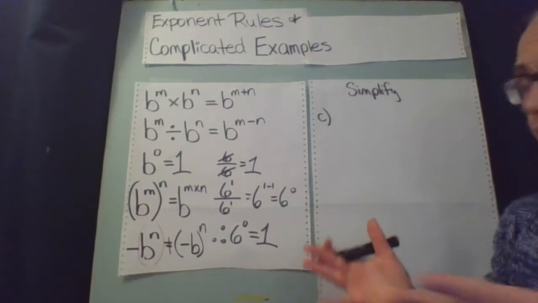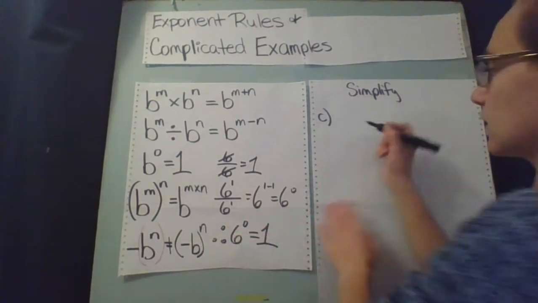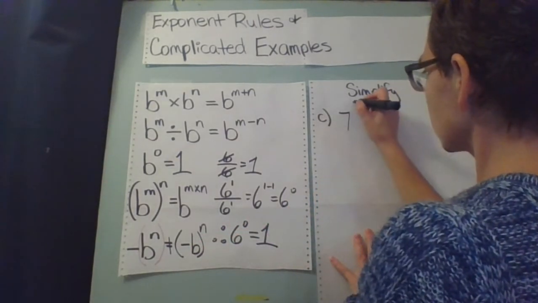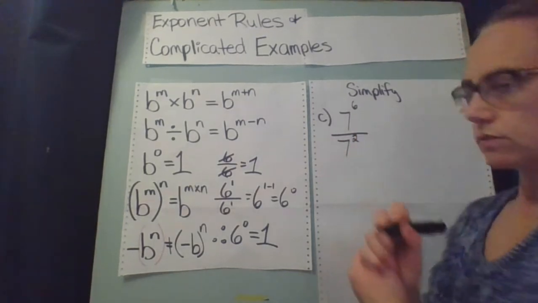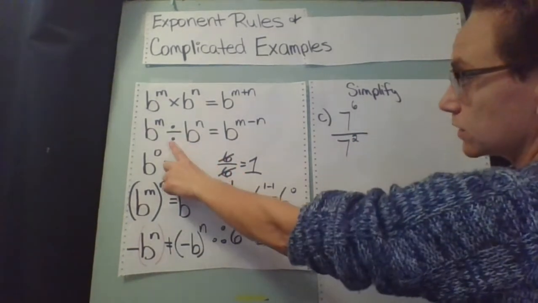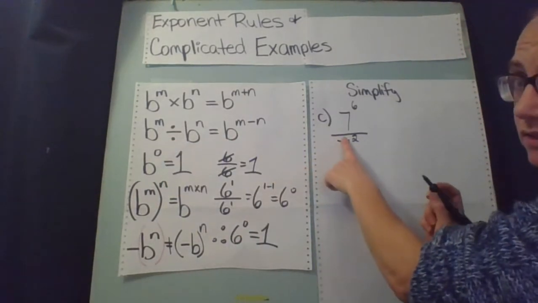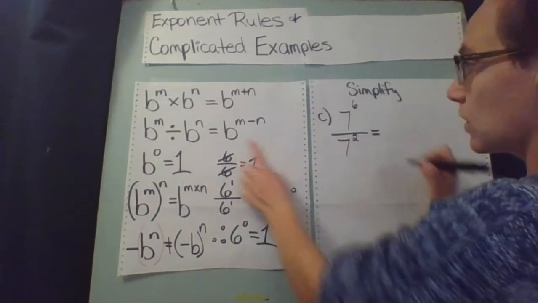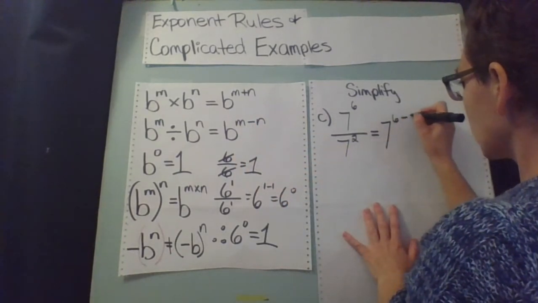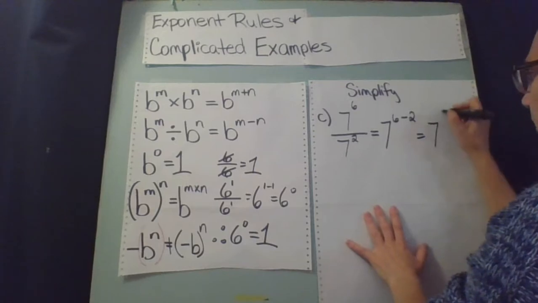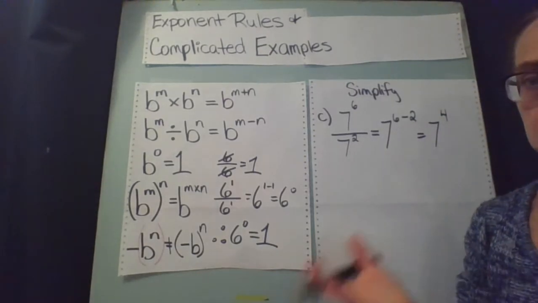Okay, let's simplify division. So let's pick 7 to the exponent 6 divided by 7 to the exponent 2. Well, according to our division, and that's all a fraction is, division, my rule is to subtract my exponents. So let's do 6 minus 2, which gives me 7 to the exponent 4. Okay.